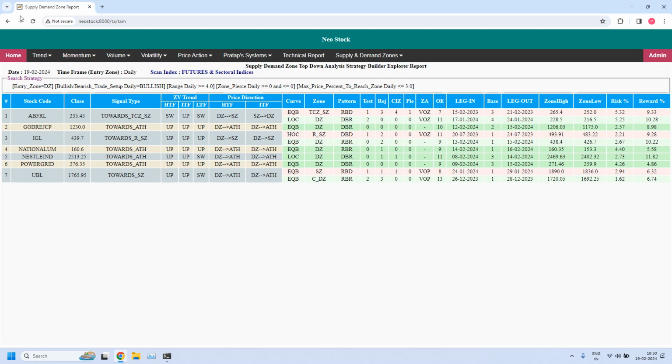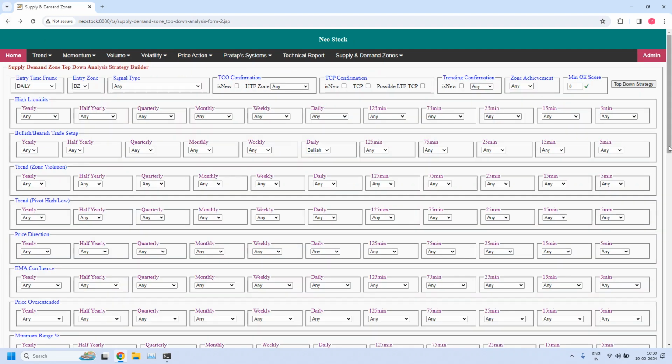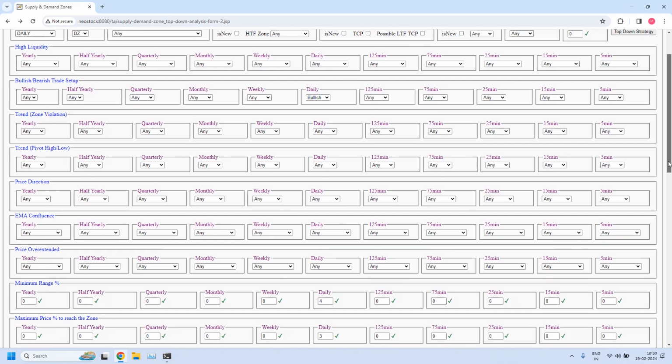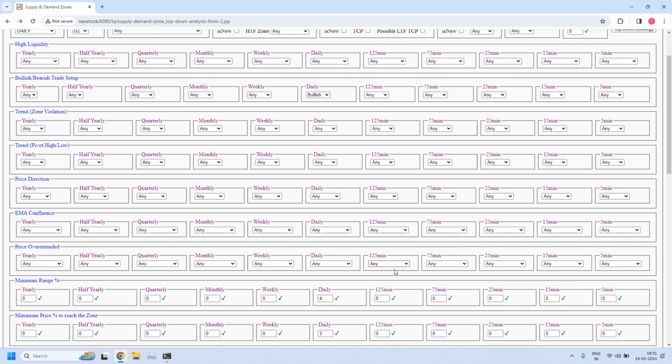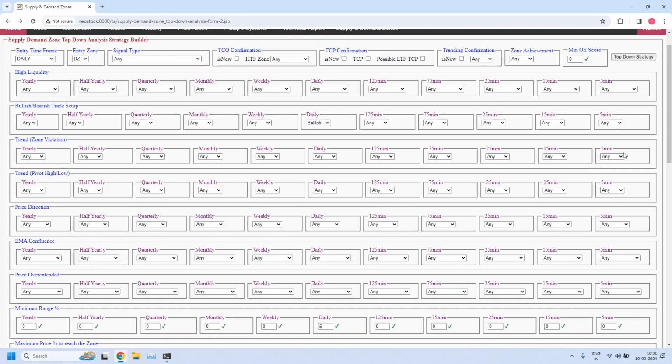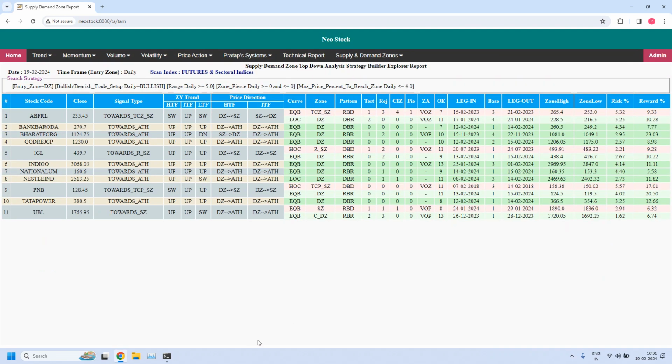And the last we will check within 5%. Oh, sorry, this is the maximum range. Maximum range should be 5. I changed the wrong parameter. Now let me select within 4%. These stocks are within the 4% level.